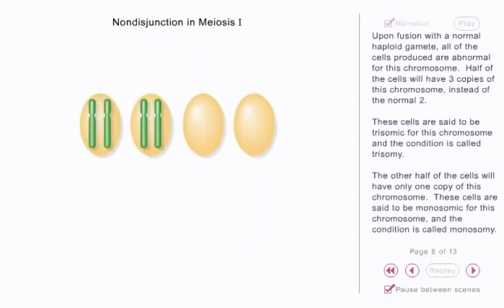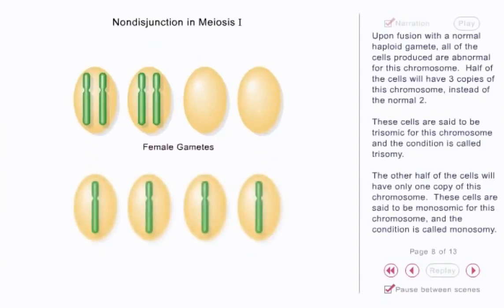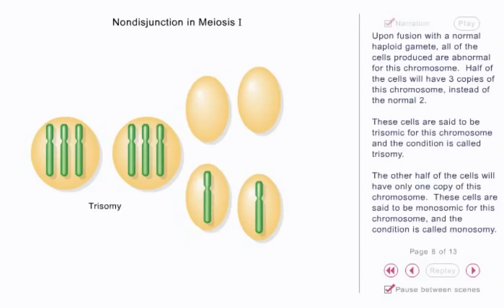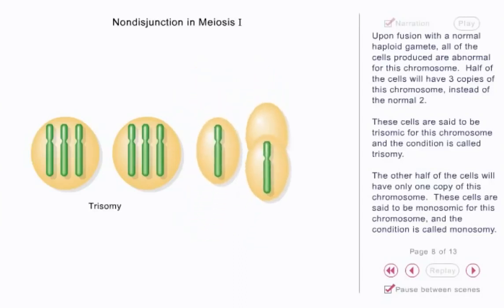Upon fusion with a normal haploid gamete, all of the cells produced are abnormal for this chromosome. Half of the cells will have 3 copies of this chromosome instead of the normal 2. These cells are said to be trisomic for this chromosome, and the condition is called trisomy. The other half of the cells will have only 1 copy of this chromosome. These cells are said to be monosomic for this chromosome, and the condition is called monosomy.